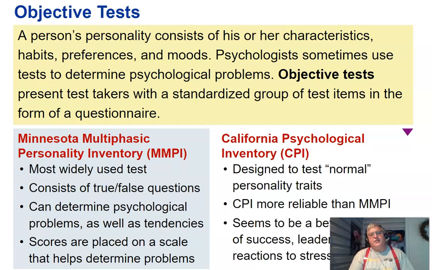The California Psychological Inventory, or the CPI, is designed to test normal personality traits. The CPI is more reliable than the MMPI, and it seems to be a better indicator of success, leadership, and reactions to stress.